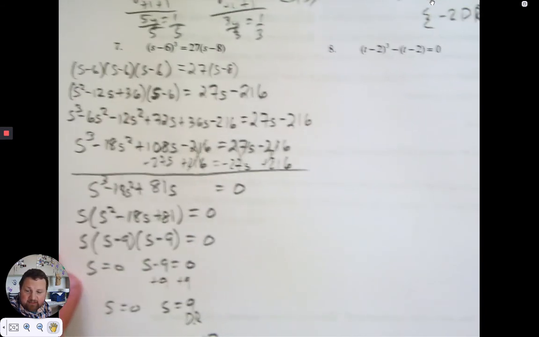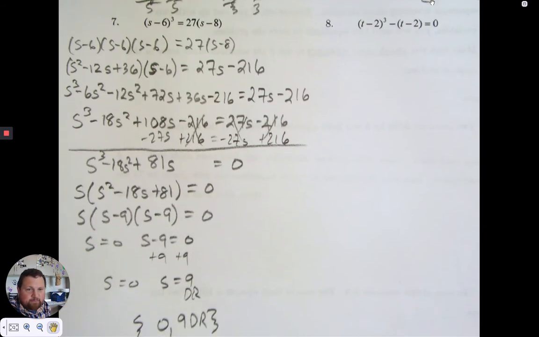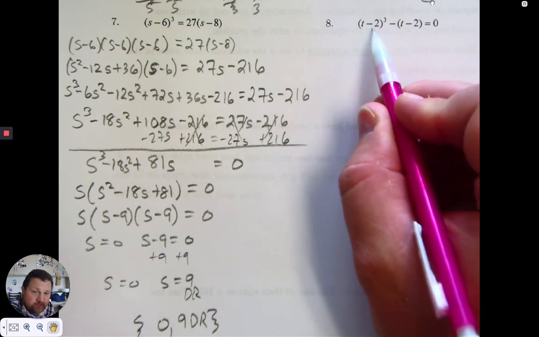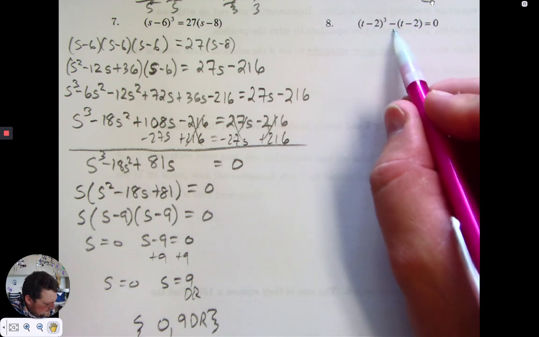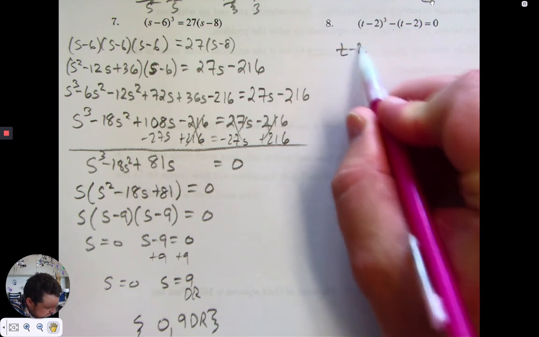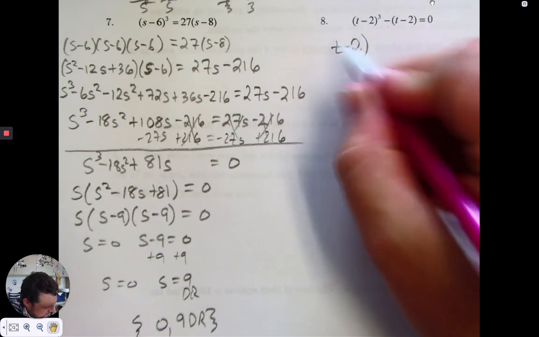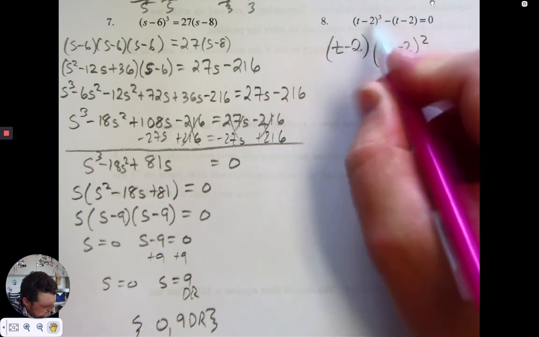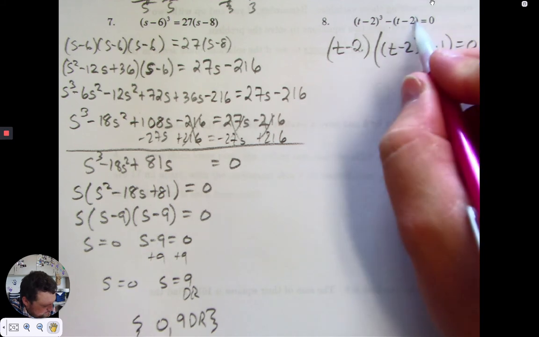All right, for number 8. Okay, this one is kind of an interesting one. You have this t minus 2 cubed, which means it's really t minus 2 times t minus 2 times t minus 2, minus t minus 2. So I can actually pull a t minus 2 out in front. And if you pull that t minus 2 out in front, then on the inside you still have t minus 2 squared, and then here it's just minus 1 to hold that place.